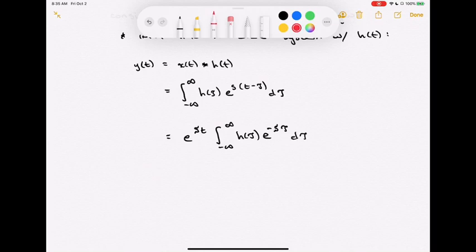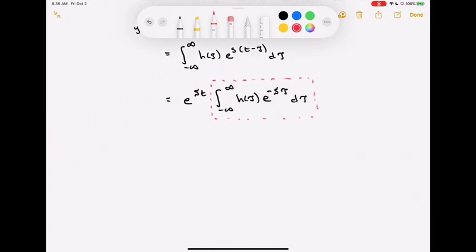One of the things I can notice here is that that entire integral expression, let me put a dotted box around it, has no dependence on the time variable t. So that means that that term is a constant with respect to t. Now it does have some dependence on that input frequency variable s.